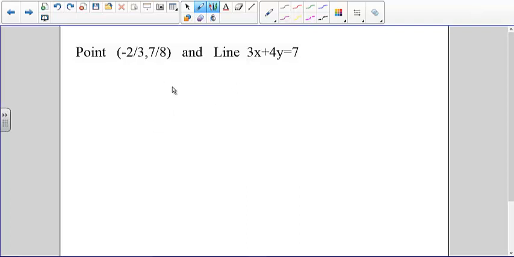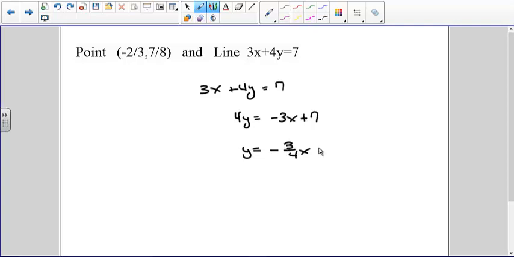Check it out here. So it's a little bit more difficult because it's got fractions and stuff, but not that big a deal. Okay, so the first thing is we're going to take the equation and solve for y. So I move that to the inside, it becomes negative, divided by 4. So you get negative 3/4 x plus 7/4. Again, the only thing that's important here is the slope.